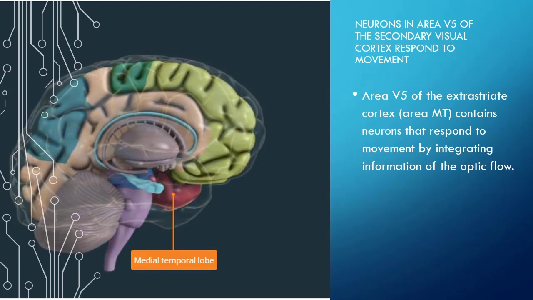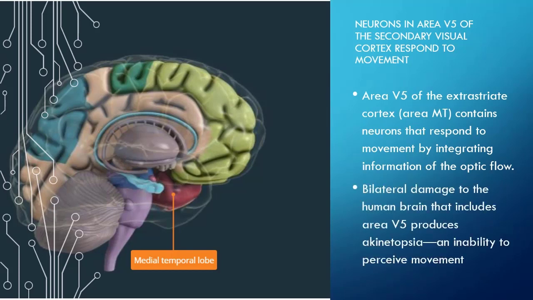One of the more interesting case study examples of damage is that there's an area of the visual system we call V5, and it's part of the secondary visual cortex. It's also sometimes known as area MT, and it contains neurons that are responsible for integrating all this information about optic flow. So they're not the ones processing the disparities or anything like that. They're the ones that are responsible for putting all of this together.